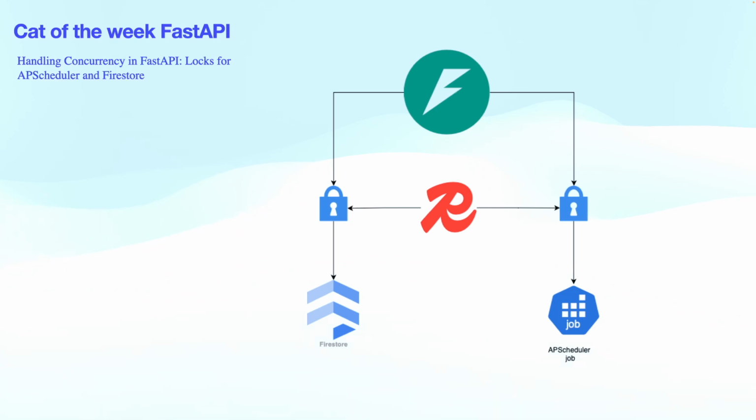Similarly, after a moment I will show an interesting issue with NoSQL databases, in this case Firestore, where we will be able to create more than one user with the same email, even if we check whether that email already exists or not. So for that I will again use a Redis lock. Let's continue with the overview of the problem.